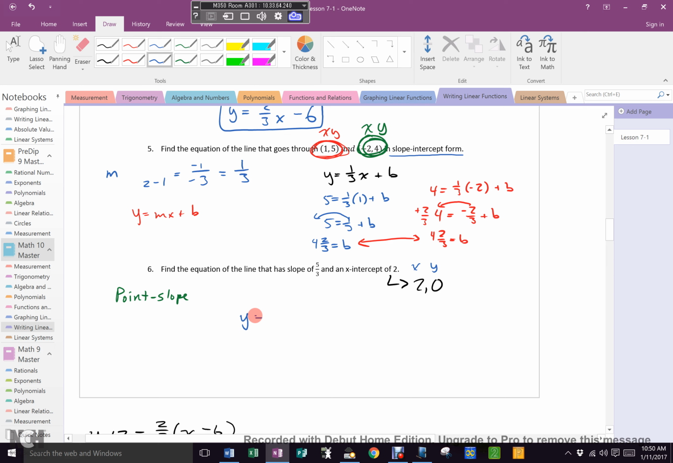Y equals mx plus b. Can I use that? Yes or no? I said not to at the beginning, but once I know this, can I use it? Why? Because I have an x and a y. Can I use point slope? Do I know a point on the graph? And that would just go in for these guys, right? Do they both work? So go ahead and do it. Tell me the answer.